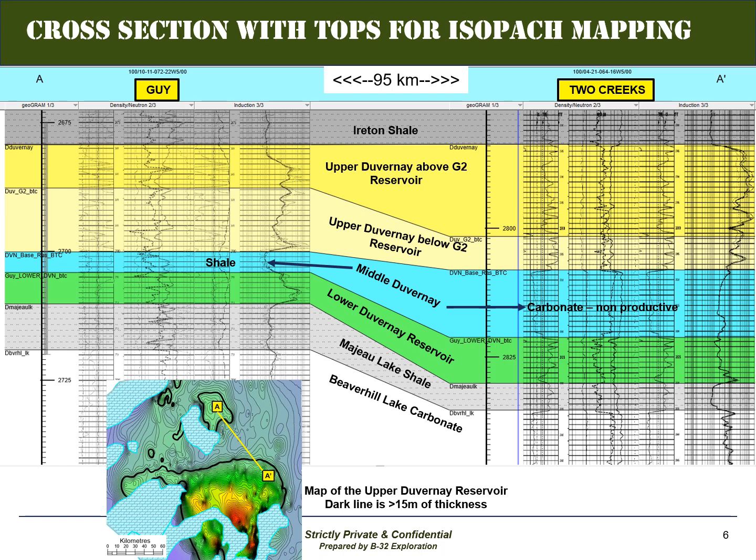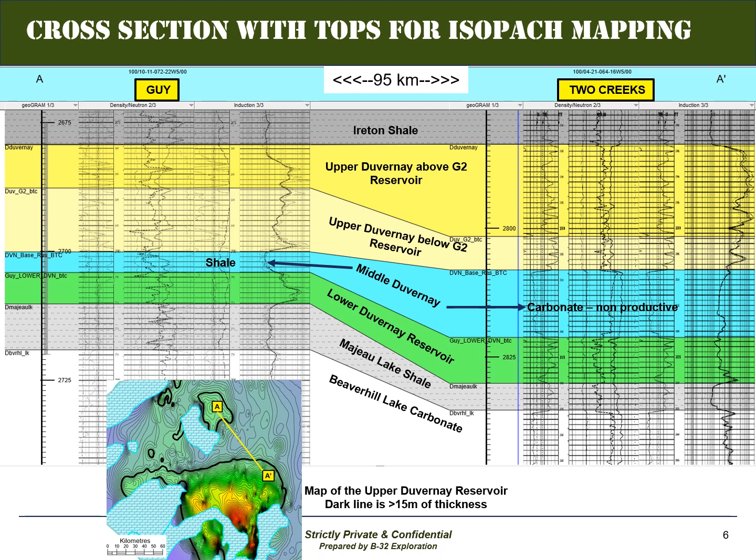What we have and what we'll be mapping are 6 layers. The Majo Lake, which sits on top of the Beaver Hill Lake complex. That's the basinal shale we talked about. Then we move into the lower Duvernay reservoir in green. It's then capped by the middle Duvernay.